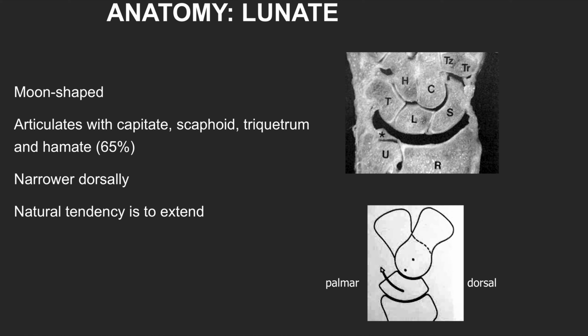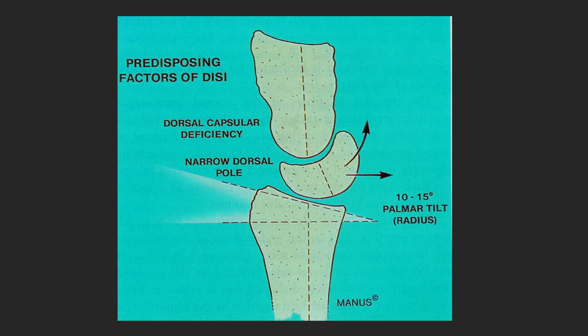It's been described as a watermelon seed, where the narrow dorsal part tends to squeeze out, and the lunate wants to go into extension if left to its own devices. And so this leads us to the predisposing factors for DISI, or dorsal intercalated segmental instability, where the force of the capitate and the volar tilt of the radius and the narrow dorsal pole, those three things interact to cause the lunate to want to go into an extended position.